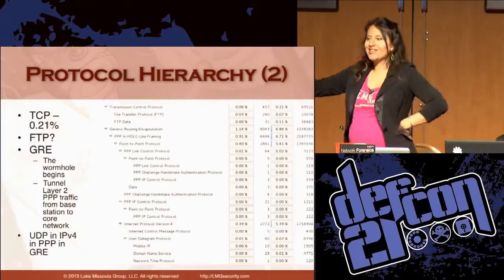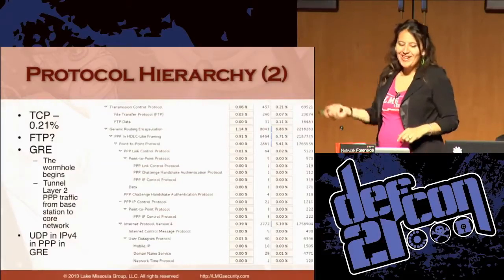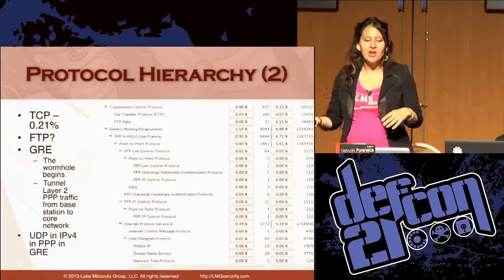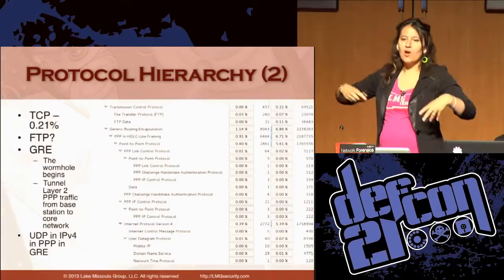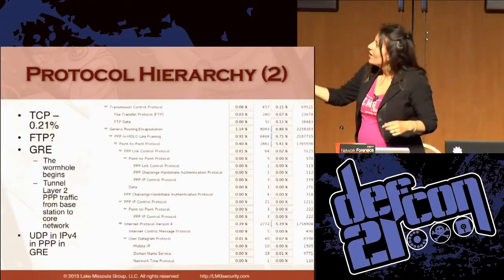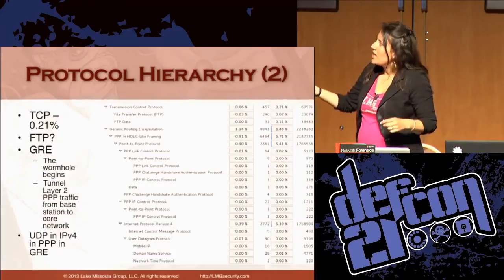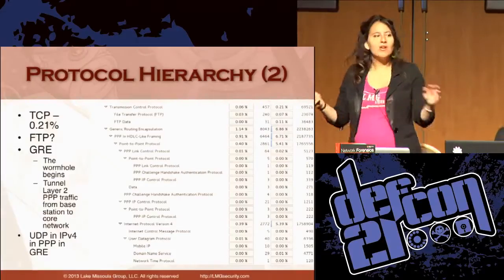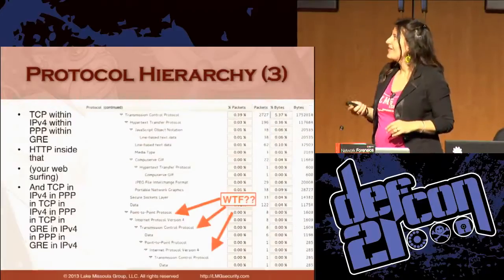And then we start getting into the madness, the mirror world. There's GRE, so that's used to tunnel layer 2 PPP traffic from the femtocell over to Verizon's core network. And then you see, I don't know if you can see here, UDP in IPv4, in PPP, in GRE. Okay, I can handle that. Here's the next screen.